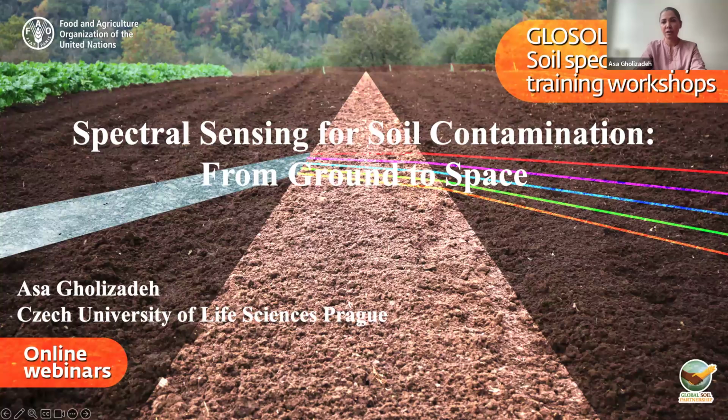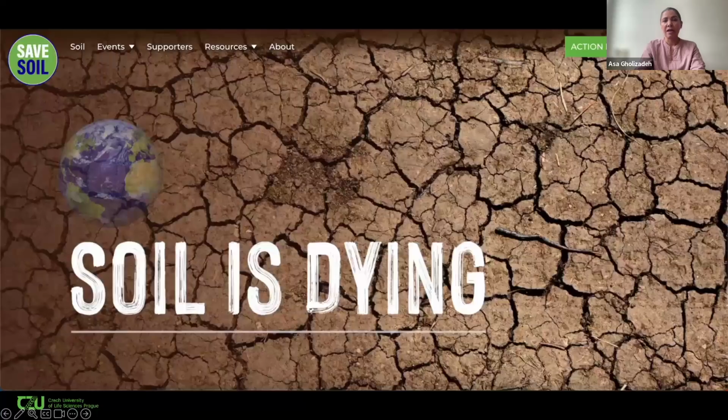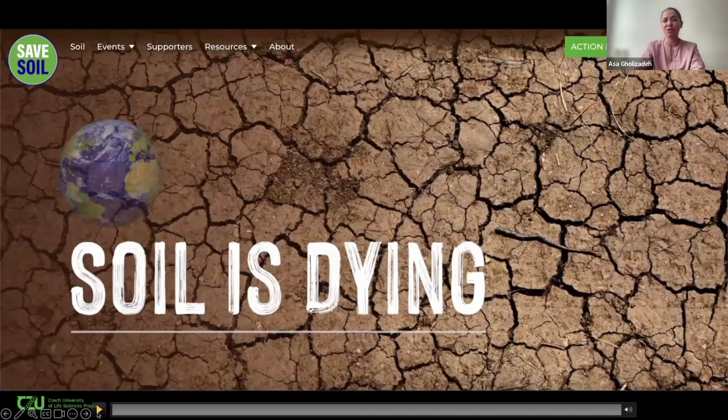So the title for this webinar is Spectral Sensing for Soil Contamination from Ground to Space. The outline of the presentation is generally about soil degradation, soil degradation types and impacts, soil degradation analysis, alternatives, which would be proximal and remote sensing, soil contamination, and then we will talk about some case studies to answer some questions. Later I will tell you about the questions and what we have done to reach the answers. Then we will talk about soil degradation related to SDGs, perspectives, and finally, we will go for conclusions. Okay, let's start with a sad story, actually.